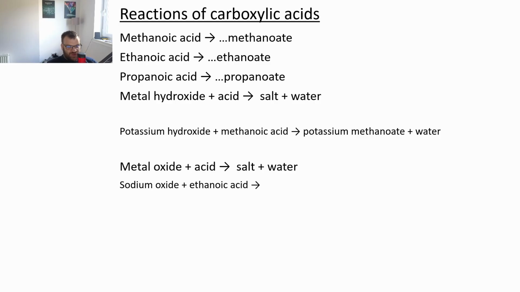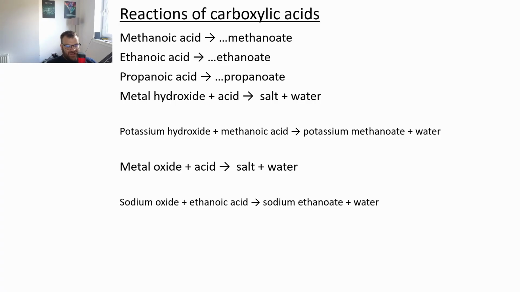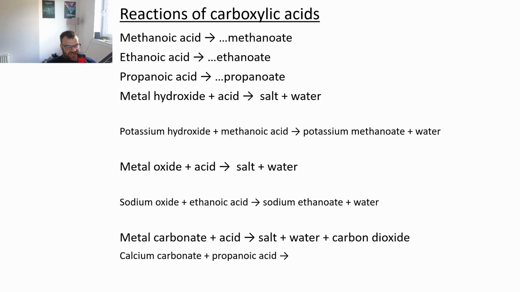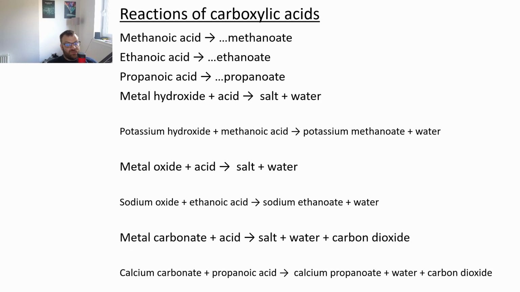If you have sodium oxide and ethanoic acid, well, sodium oxide will give you the sodium. Ethanoic becomes ethanoate. So sodium ethanoate and water. And then the last type was with carbonates. We need to be careful here that you also make carbon dioxide. So if it's calcium carbonate and propanoic acid, then it's going to be calcium propanoate, water, and carbon dioxide as well. So that's one of the things that ties in really tightly with the acids and bases from Unit 1.